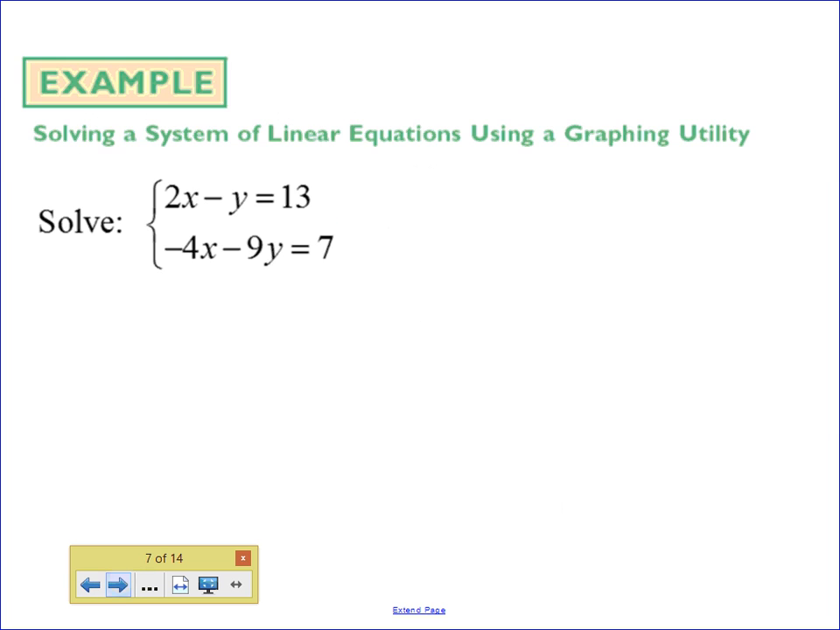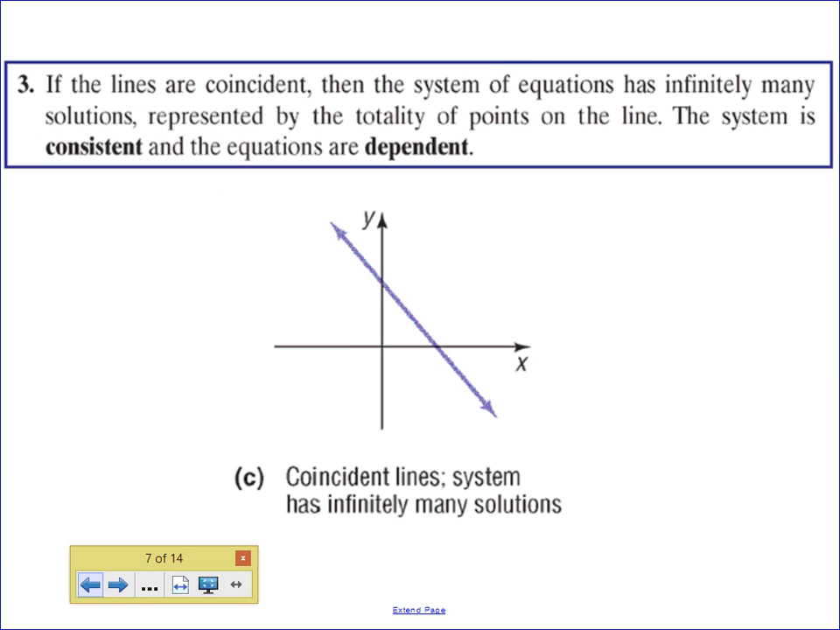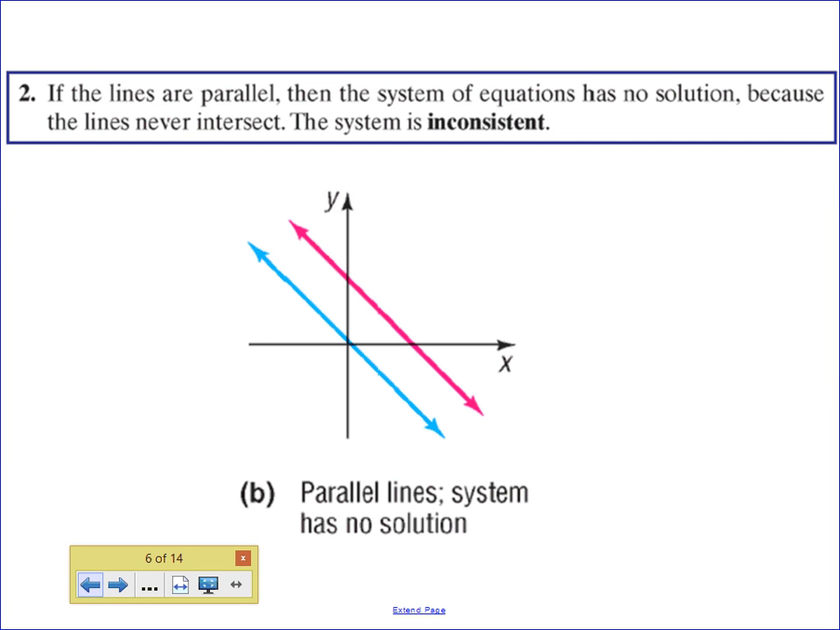All right. I skipped one. Let me go back one. We can also have an inconsistent system. An inconsistent system occurs when there is no solution, and that will happen when we have parallel lines.